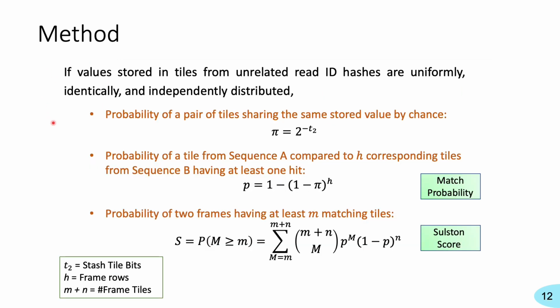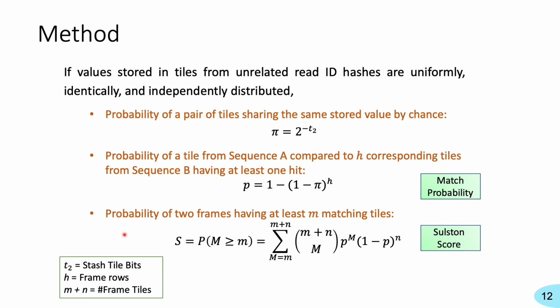If values stored in tiles from unrelated read ID hashes are uniformly, independently, and identically distributed, the probability of a pair of tiles sharing the same stored value by chance would be 2 to the power of minus T2, where T2 is the STASH tile bits. Then the probability of a tile from the first sequence compared to H corresponding tiles from the second sequence having at least one hit would be 1 minus (1 minus p) to the power of H, which is the match probability, and H is the frame rows.